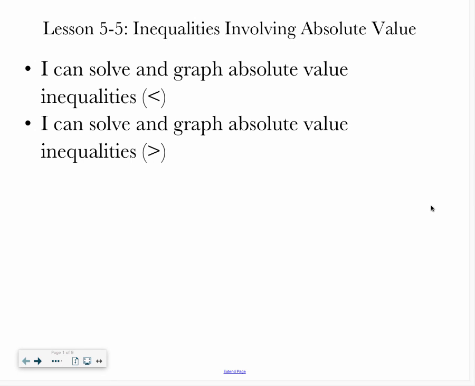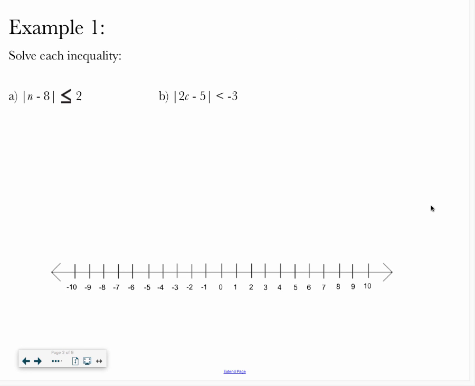Hello class, welcome to lesson 5.5, which is all about inequalities involving absolute value. By the end of this lesson, you should be able to solve and graph absolute inequalities using the less than and the greater than symbols. So let's start by solving our first inequality.